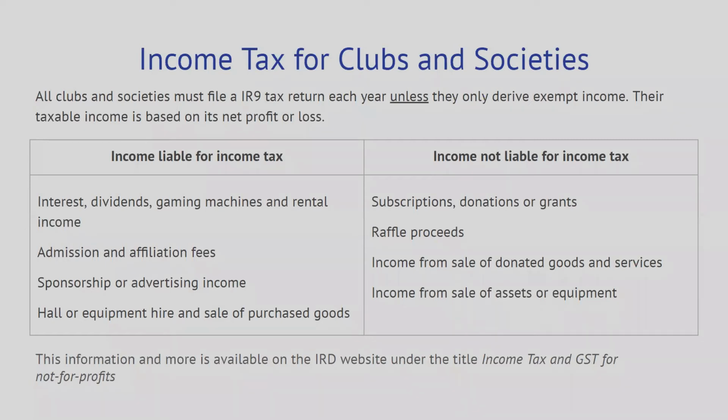So things like interest, dividends, gaming machines and rental income, admission and affiliation fees, sponsorship and advertising income, and hall or equipment hire and sale of purchased goods are all liable for income tax. So this is when clubs and societies get into a bit more of a commercial based operations than other not-for-profits. So those are examples where income is liable. Income that's not liable are things like subscriptions, donations or grants, raffle proceeds, income from sale of donated goods and services, and income from sale of assets or equipment. There's heaps more information on this available on the IRD website under the title Income Tax and GST for Not-for-Profits.